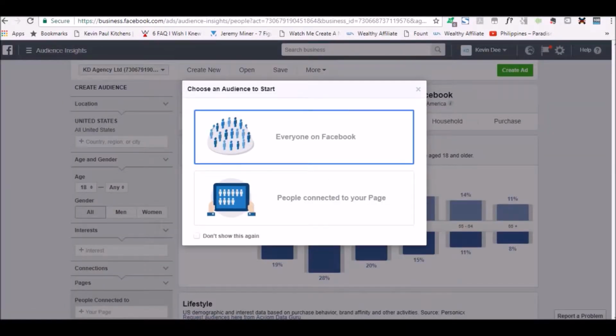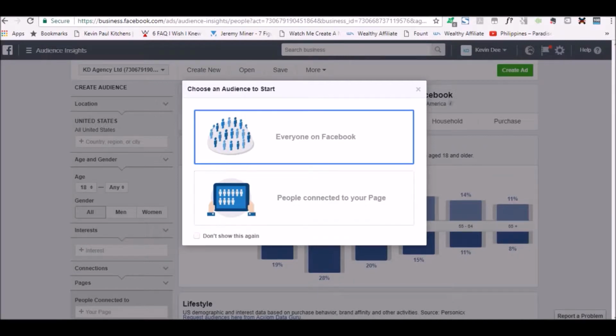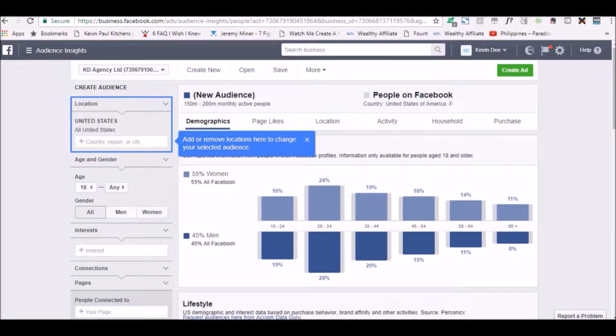Now the first thing you're going to be shown is this page right here. It says choose an audience to start. So you've got two options. You've got everyone on Facebook or people connected to your page. Now you would only choose people connected to your page if you had a huge following and you wanted to dive a little bit deeper and find out who your following was. But we don't want to do that. We want to find out who other people's following is. Okay, so we're going to go with everyone on Facebook to begin with.